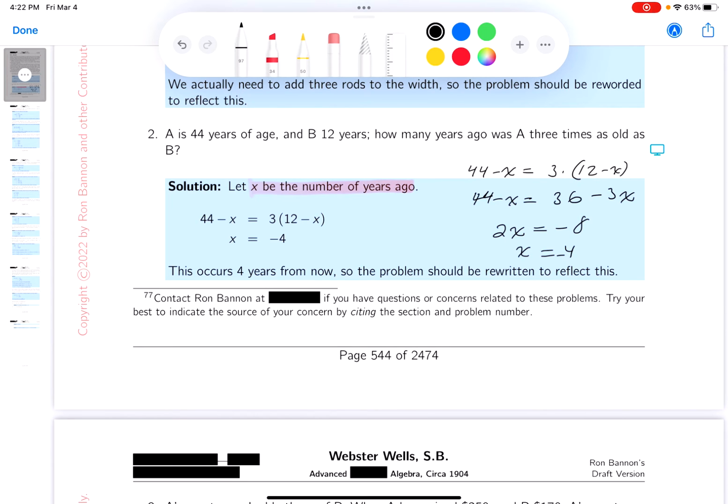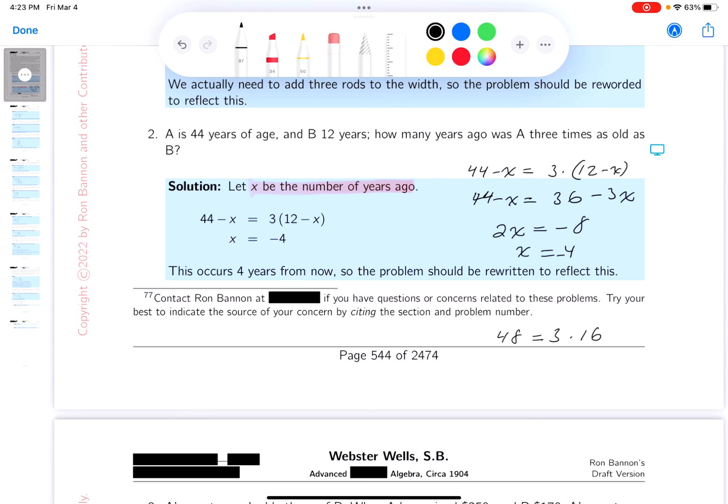And the reason for that is, X number of years ago, we're looking for a positive number. This is actually not 4 years ago, it's 4 years from now. All right? So let me point this out. If you wrote this down, 4 years from now, A would be 48. And 4 years from now, B would be 16, which is in fact 3 times that. All right? 3 times 16 is 48.